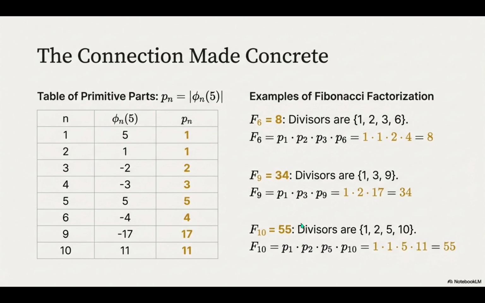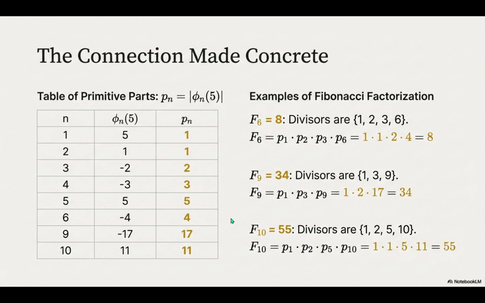Last one, F10 is 55. Divisors are 1, 2, 5, 10. Primitive parts are 1, 1, 5, and 11. 1 times 5 times 11 is 55. It just works every single time. This structural lockstep between abstract geometry and a fundamental integer sequence is just, it's stunning.